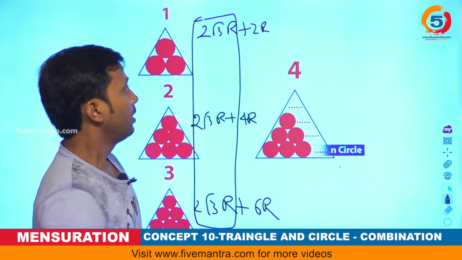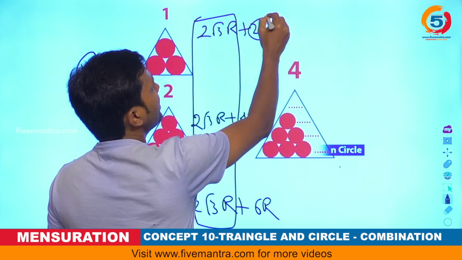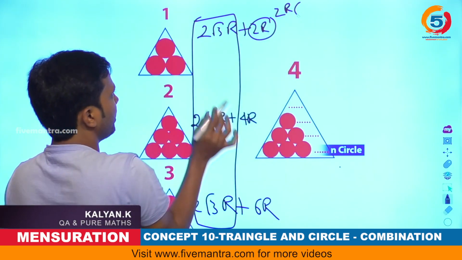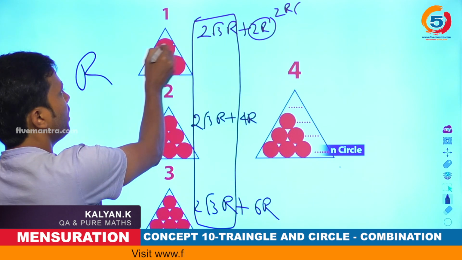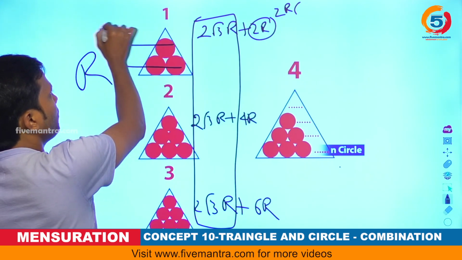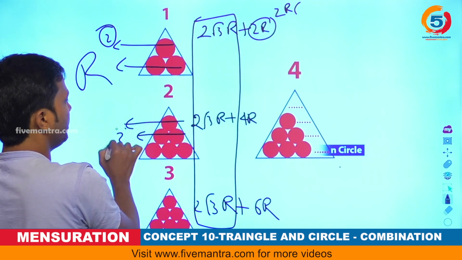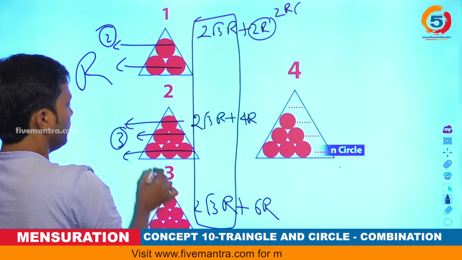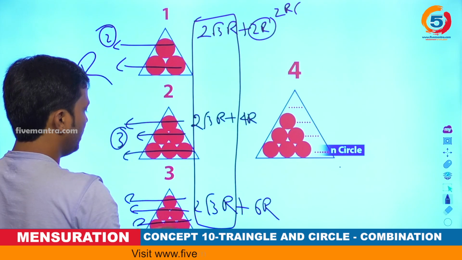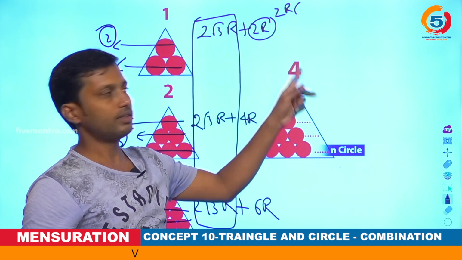Let us see. Here this is 2r. Just before writing this, I want to count the rows. How many rows are here? This is 1 and 2. So the total number of rows is 2. And here how many rows? 3. And here how many rows are there? 1, 2, 3, 4.